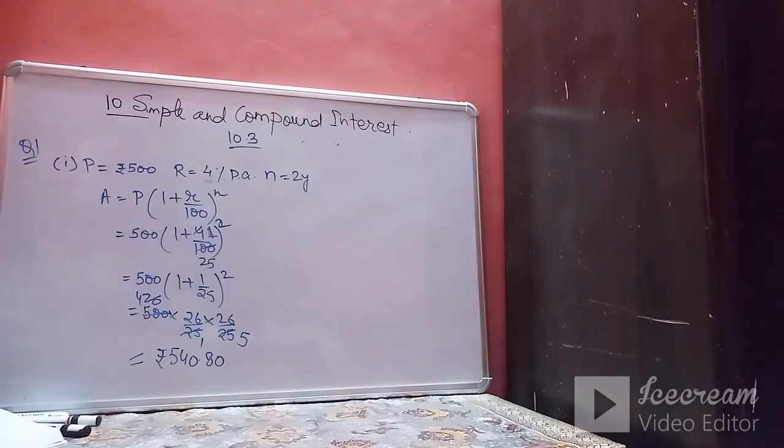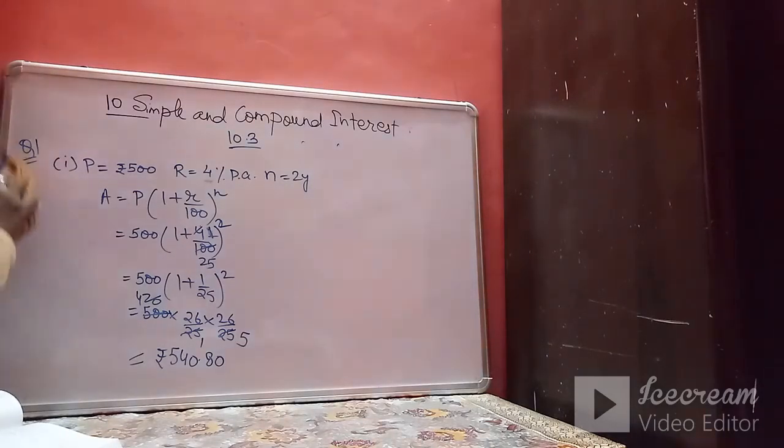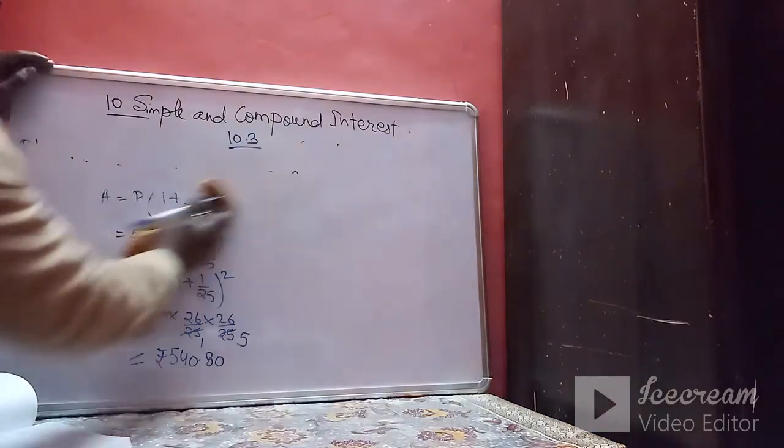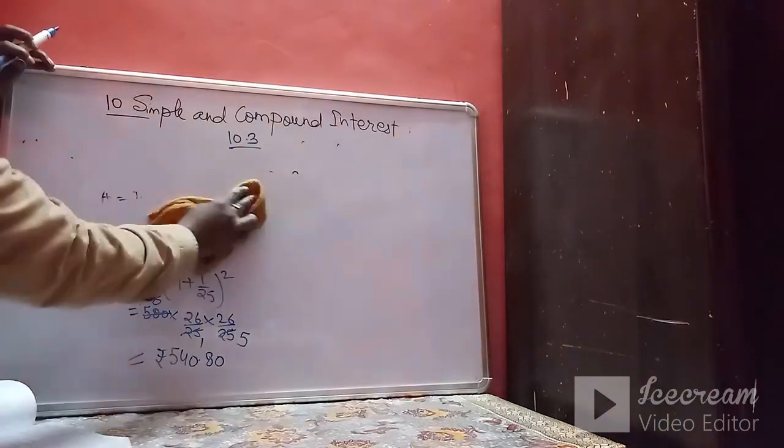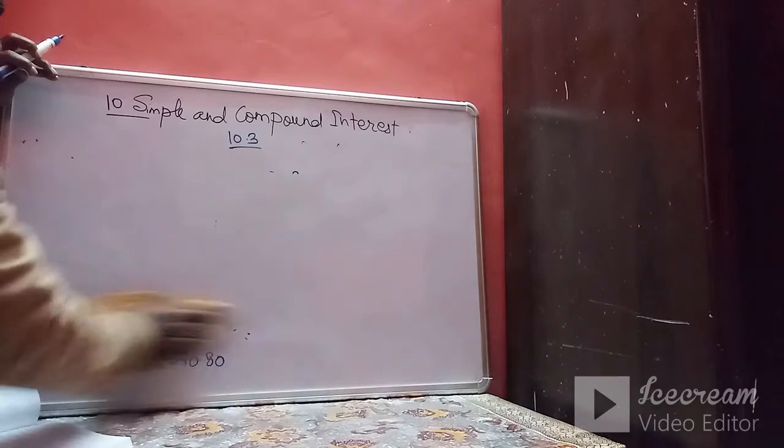So previously what we were doing, we were solving the compound interest question using the simple interest method. Now we are solving the questions using the formula method. Okay, so in this case, the rate of interest is compounding yearly. Then let's see a question in which the rate of interest is half yearly.